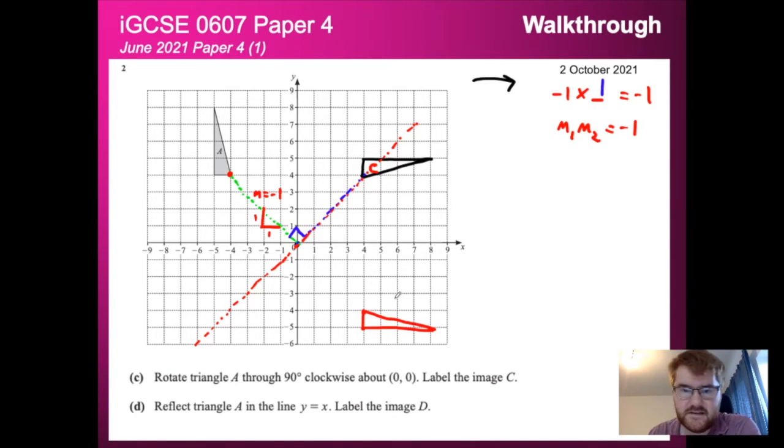And so we get our shape here. So we've got 4 minus 4, 4 minus 5, and 8 minus 5 there. So this can be our shape D. So we call that D like so. And that's question D done.